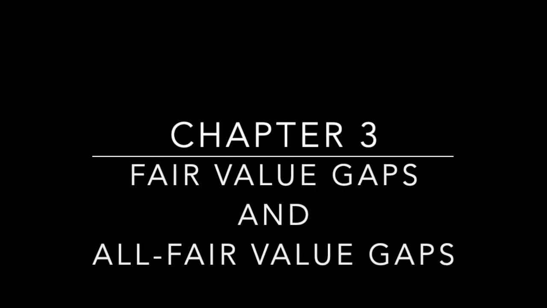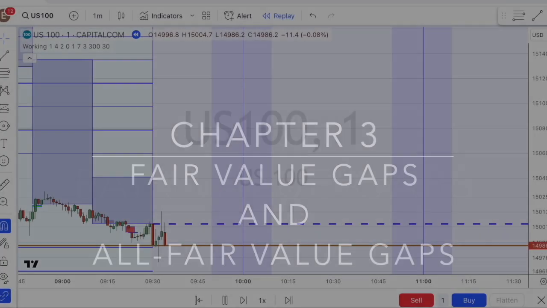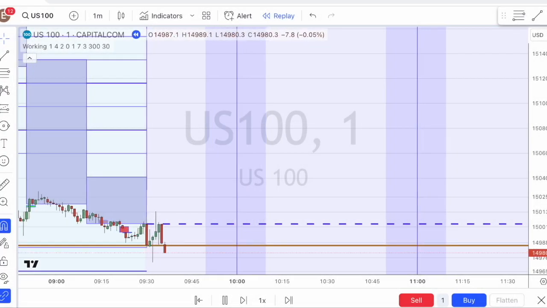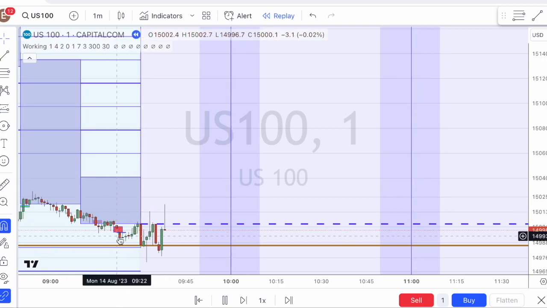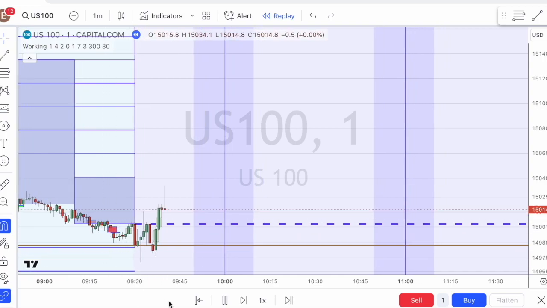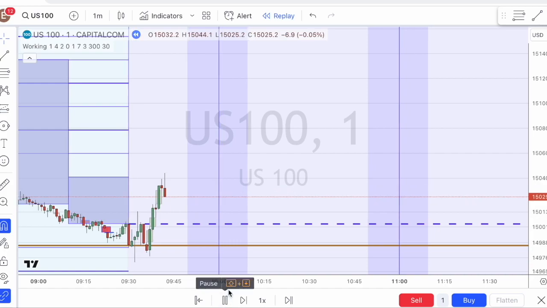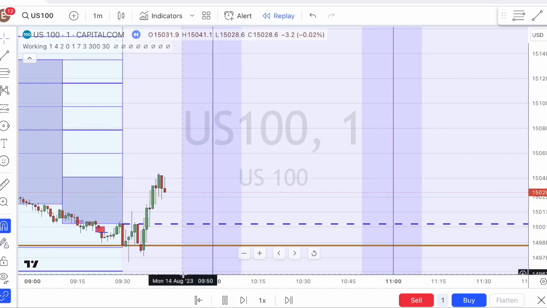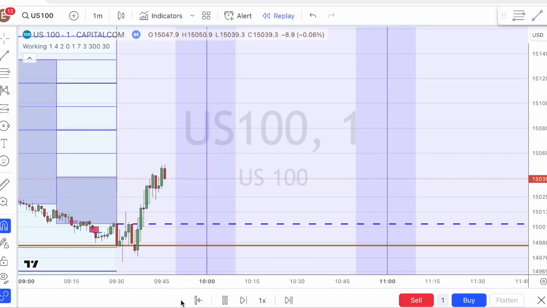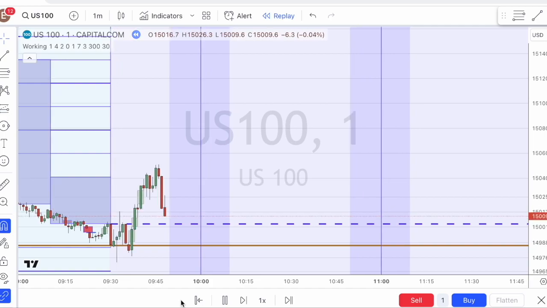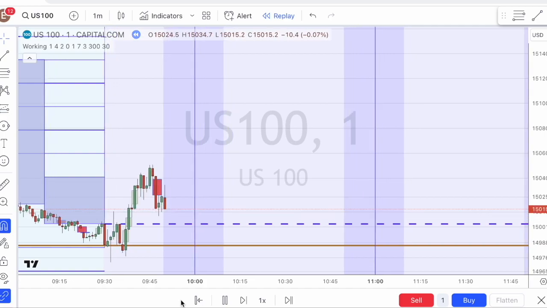Chapter 3. Same time frame fair value gaps and all fair value gaps. Fair value gaps are one of the pillars of ICT's concepts and specifically of the silver bullet. This PDA has been illustrated at length by Michael, so I don't feel like spending much time on it. The most important feature of this chapter, and also a core concept in this model, is the all fair value gap.